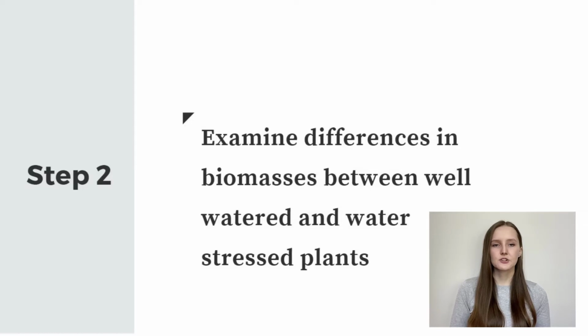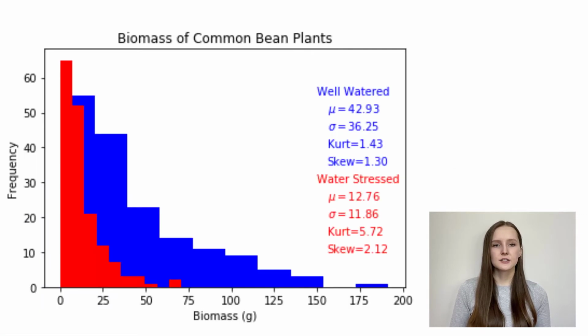Next, we took biomass measurements of the common bean plants' roots after they were extracted from the ground and dried for 72 hours at 60 degrees Celsius. We did this in order to compare biomass levels between the well-watered and water-stressed plants, and we found that the well-watered plants tended to have much higher biomasses than the water-stressed plants did.